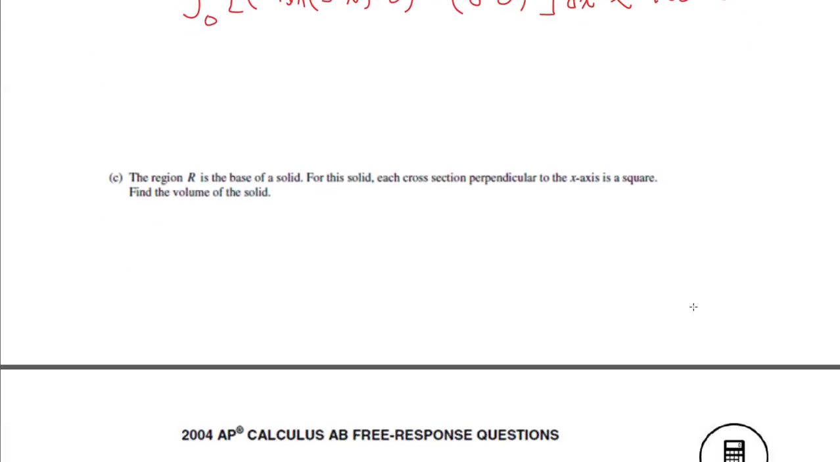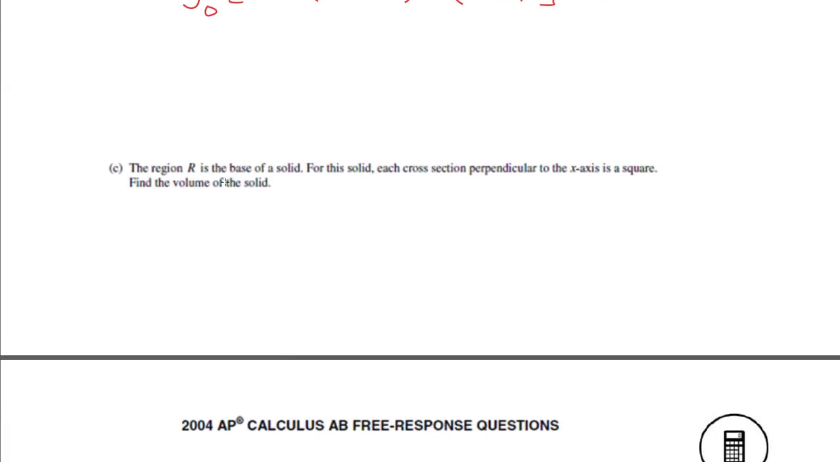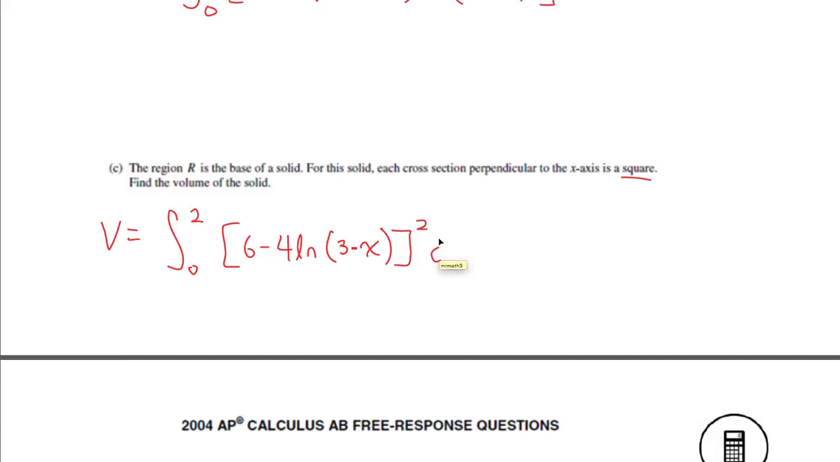Let's move down to part C. So we have this region R, and it's going to be squares. So volume, we need to find the integral between 0 and 2. The side length is just going to be them subtracting from each other, so it's going to be 6 minus 4 natural log of 3 minus x. That's the side of the square, and to get the cross section, we square it and then multiply by the thickness, dx.